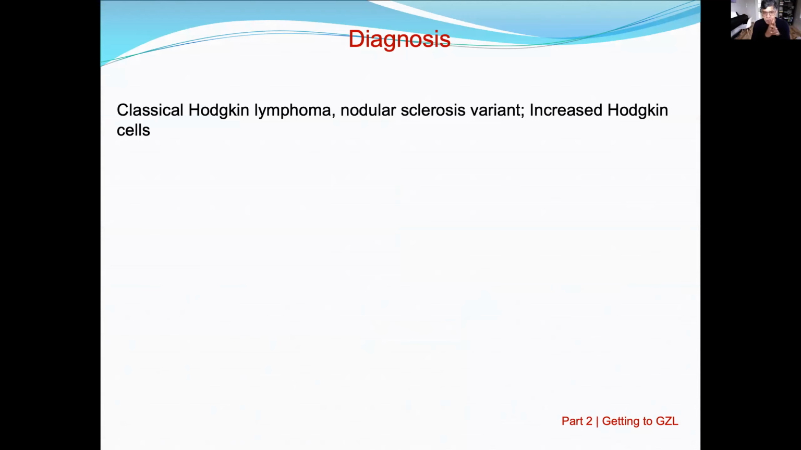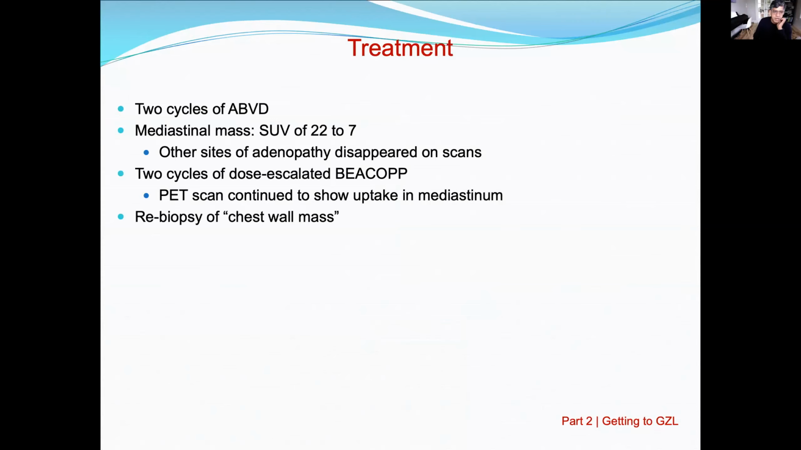So coming back to our diagnosis, we have nodular sclerosis classical Hodgkin, increased Hodgkin cells, perfect diagnosis. Everybody's happy. And then the treatment is given. Obviously they do 2 cycles of ABVD. And yeah, there are some protocols where they do a PET after 2.